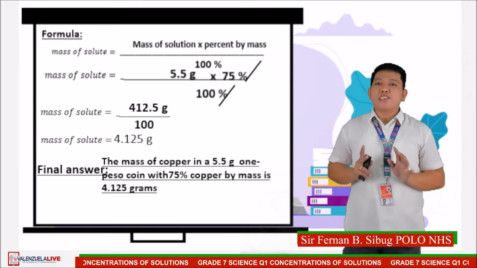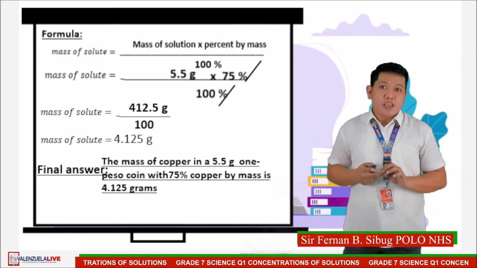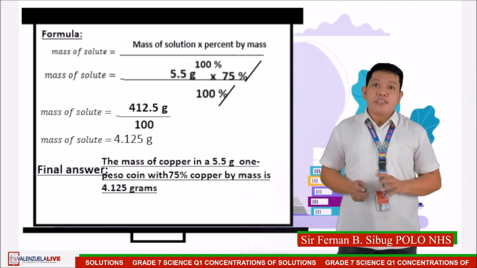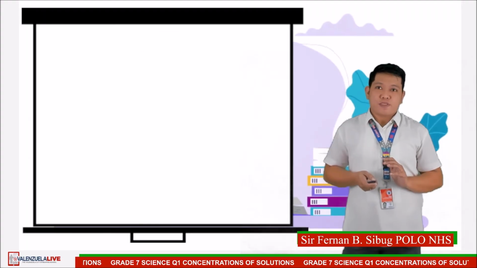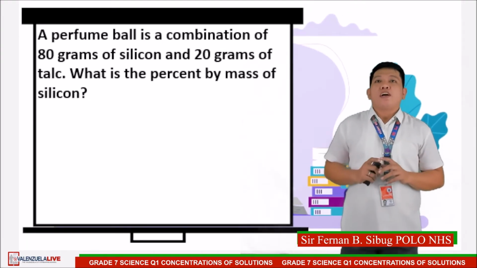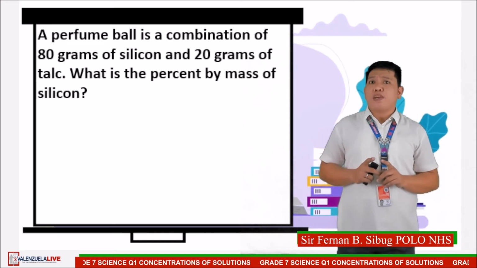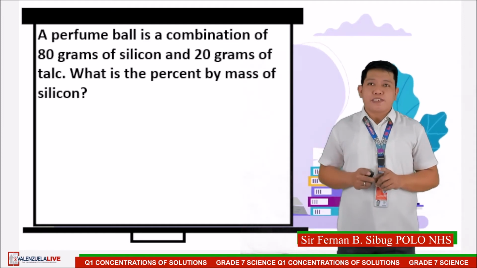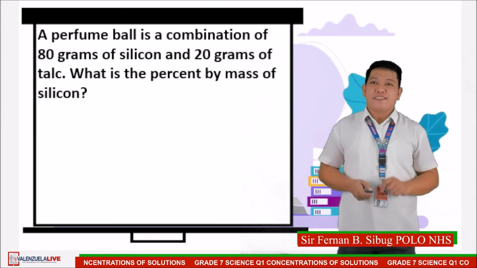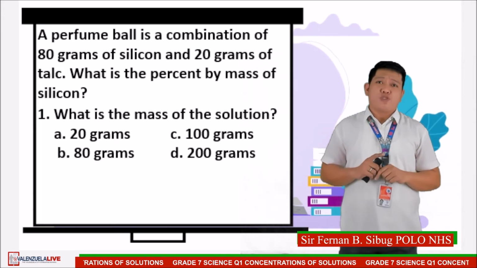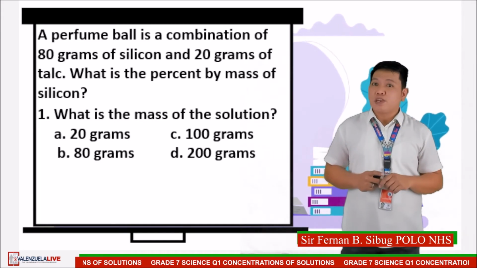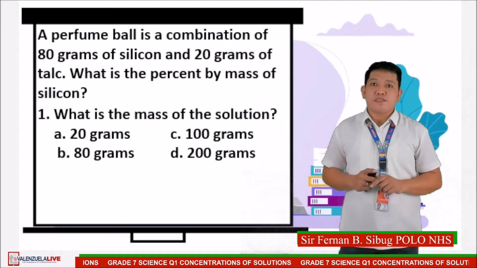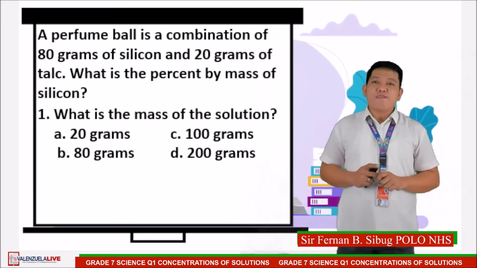Okay, now to test whether you understand our lesson or not, help me answer these questions by typing the letter of the correct answer in the comment section. The problem is, a perfume ball is a combination of 80 grams of silicone and 20 grams of talc. What is the percent by mass of silicone? Question number 1. What is the mass of the solution? A. 20 grams. B. 80 grams. C. 100 grams. And D. 200 grams. Type in your answer.